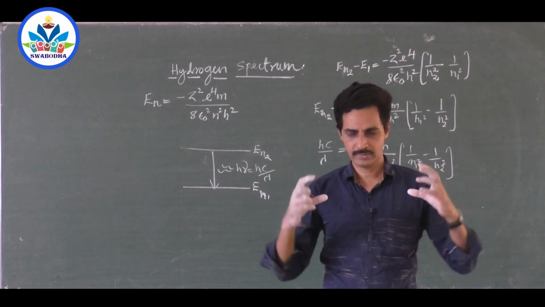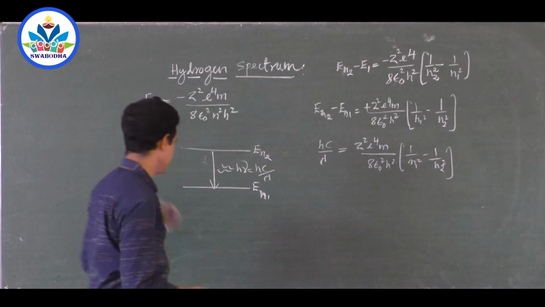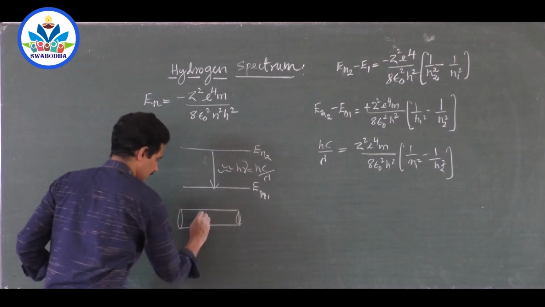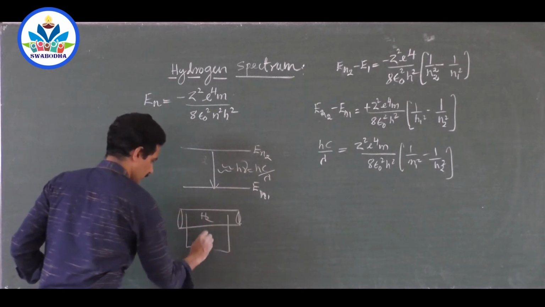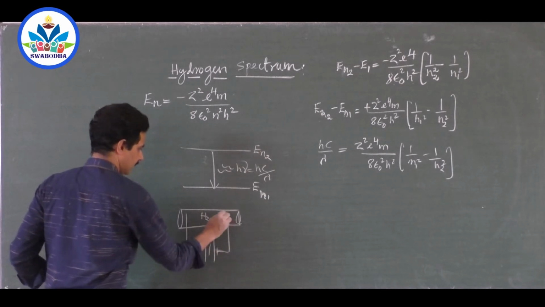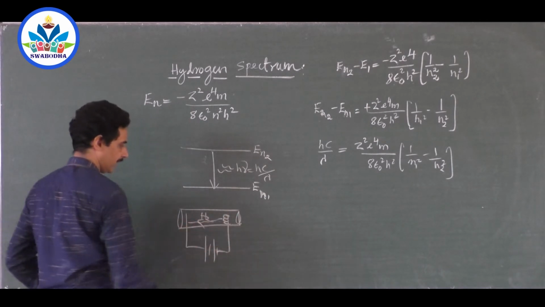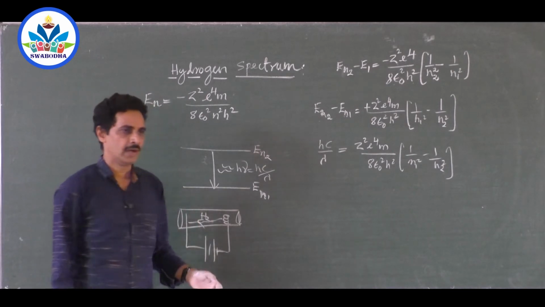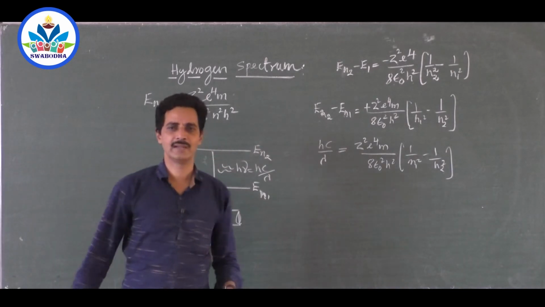Light from a tube containing hydrogen inside and two electrodes, with electrons accelerated from a coil. When the electrons are made to pass through the hydrogen at a very low pressure inside this tube, the electrons will collide with the hydrogen atoms.